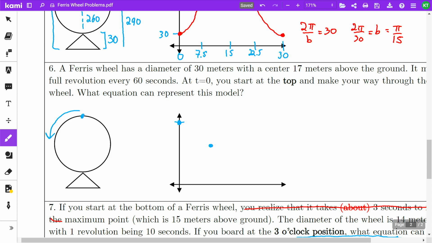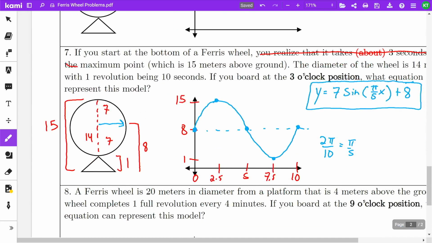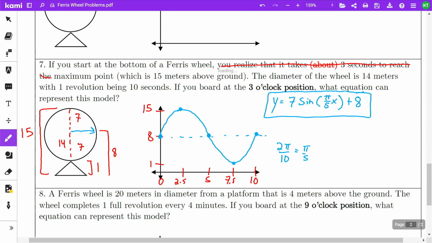So that is how we would graph and create an equation for one of my application problems regarding a Ferris wheel. The process works pretty much exactly the same for every single one. Again, it's very important to, A, make sure you're labeling your example of your Ferris wheel, and then B, drawing a good graph and converting your period to your B value.